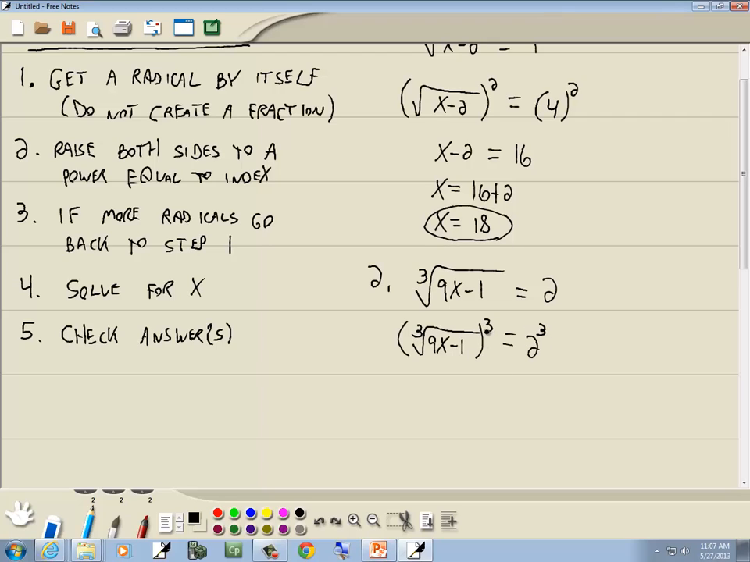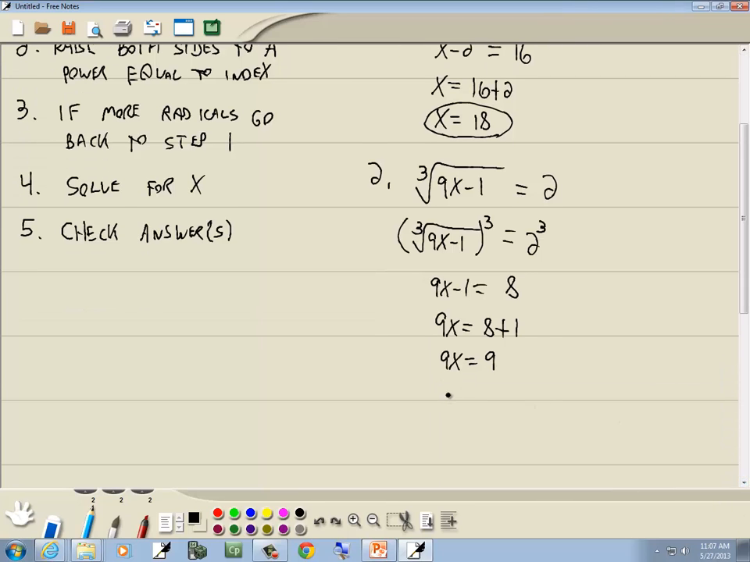And again, when your index matches the power you're raising it to, all that cancels away. It just leaves you what's underneath the radical. 2 to the third is 8. Now we're at step 3. If more radicals, go back to step number 1. We don't have to go back. There's no more radicals. Solve for x. So I'll take negative 1 over. This is a linear equation. It becomes a positive 1. 8 plus 1 gives us 9. And then we're going to divide both sides by the number in front of our x, which is 9. And we get x is equal to 1. Maybe. Remember, we have to check our answers. 9 times 1 is 9, minus 1 is 8. Cube root of 8 does give you 2. So it checks.